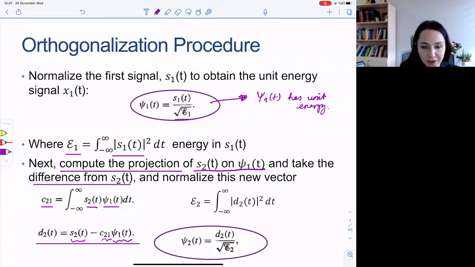And I should stop saying gamma here. Phi 1. The part of S2 that is orthogonal to phi 1, our first basis function, is d2 of t, the difference. And we obtain the next basis function, phi 2 of t, by normalizing this difference. And we continue like this. Any questions?